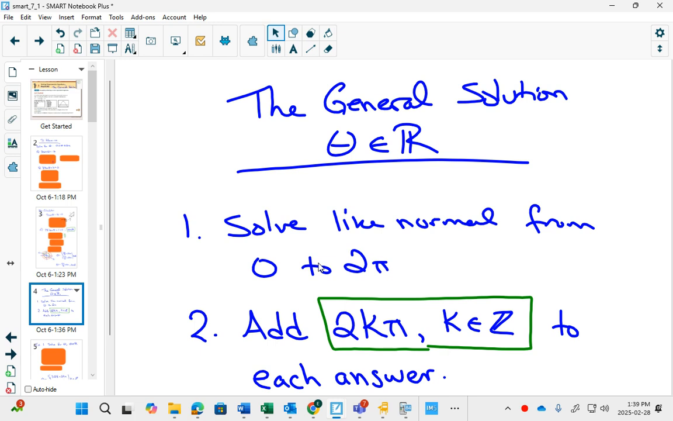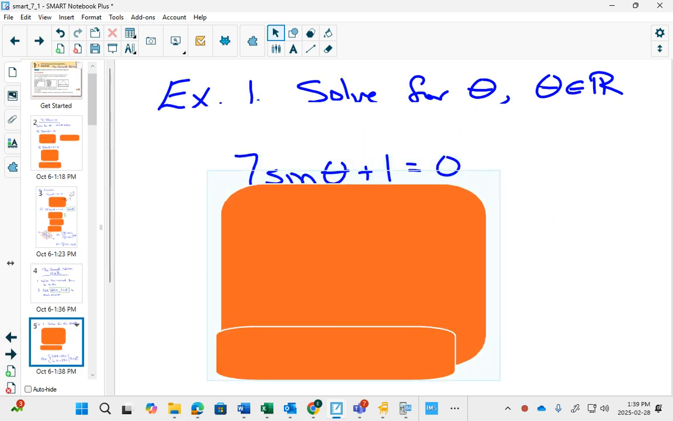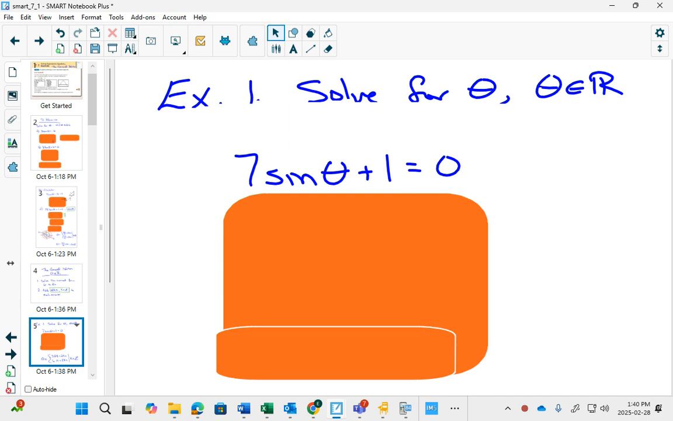So the actual question 1, you can put a little x through, and we're going to do this question 1 instead. Solve for theta, and this part right here is telling us that they want the general solution. They want every answer that's possible. So you can write this right under question number 1, because we're going to do this instead of question number 1.